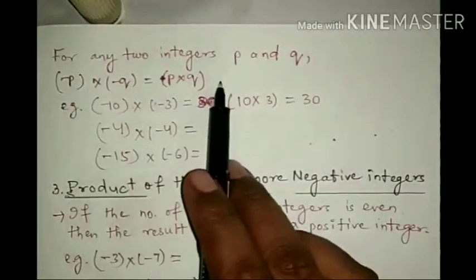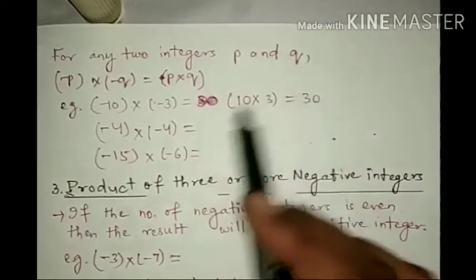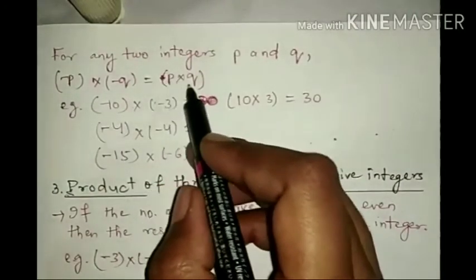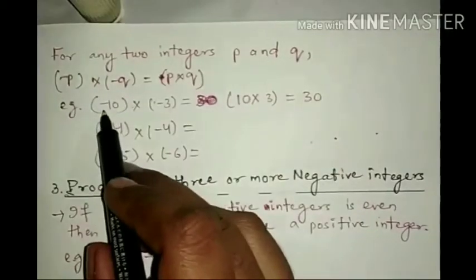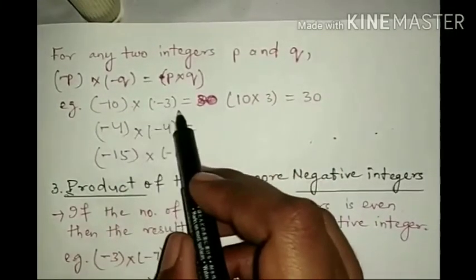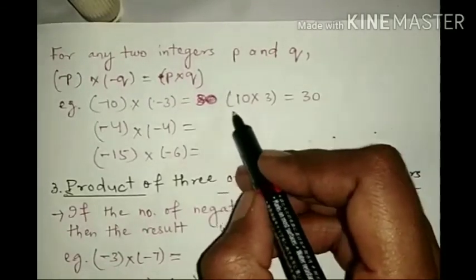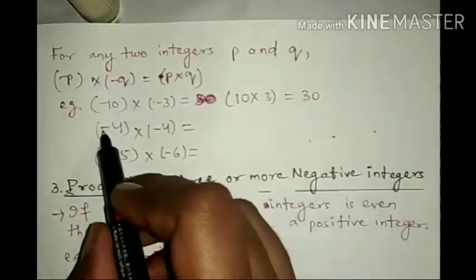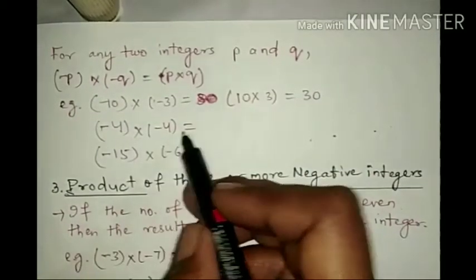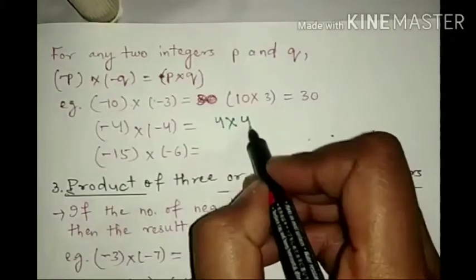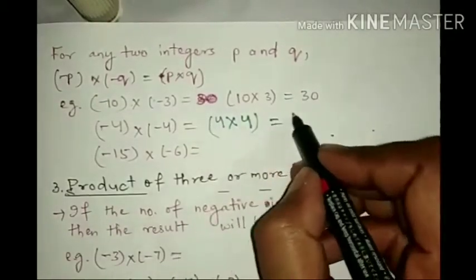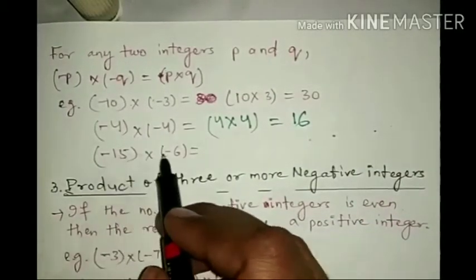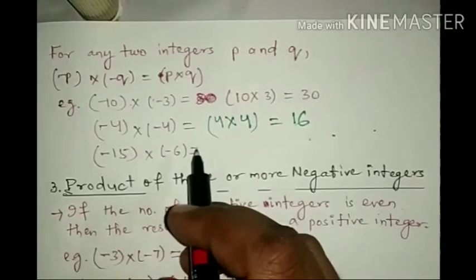For any two integers p and q, minus p into minus q equals p into q. For example, minus 10 into minus 3: what will you get? Inside the whole numbers, 10 into 3 equals 30. Like minus 4 into minus 4: 4 into 4 equals how much? 16. Like that you can do the multiplication of two negative integers.